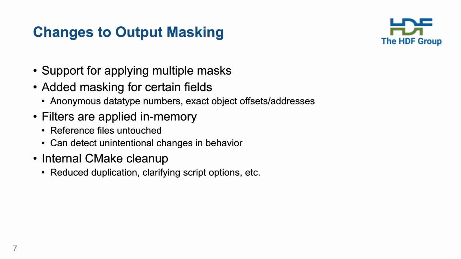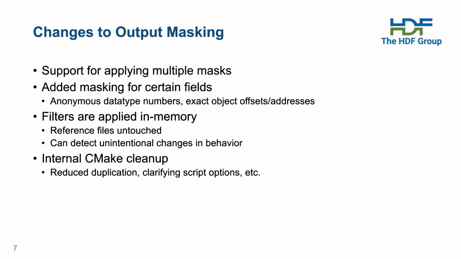So some changes have been made to this to modernize it and bring it up to date for the later implementation of VOL tests. One was support for applying multiple masks in a row. Previously, each reference file could only have a single mask applied, and now we can support multiple. And with that, now we can apply masks for multiple things. One is for those data type numbers I mentioned. Another is exact addresses that aren't guaranteed to be the same, and so on.